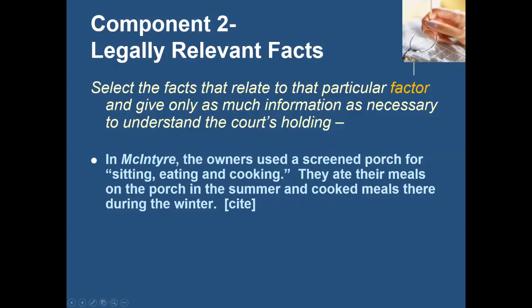Second component, the facts. Select the facts that relate to the particular factor and give only as much information as necessary to understand the court's holding. For example, in McIntyre, the owners used a screened porch for sitting, eating, and cooking. They ate their meals on the porch in the summer and cooked meals there during the winter. This isn't telling me everything that happened in the case, but they're trying to have that laser focus and just focus on what's legally significant to that issue at hand.